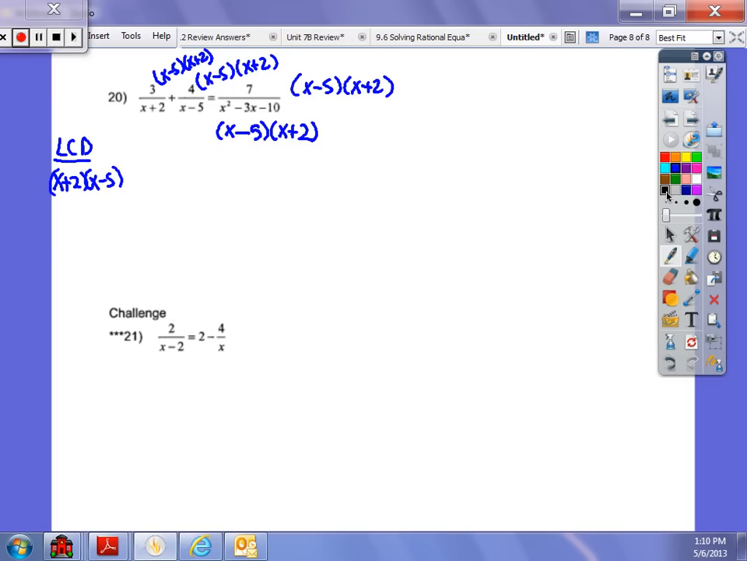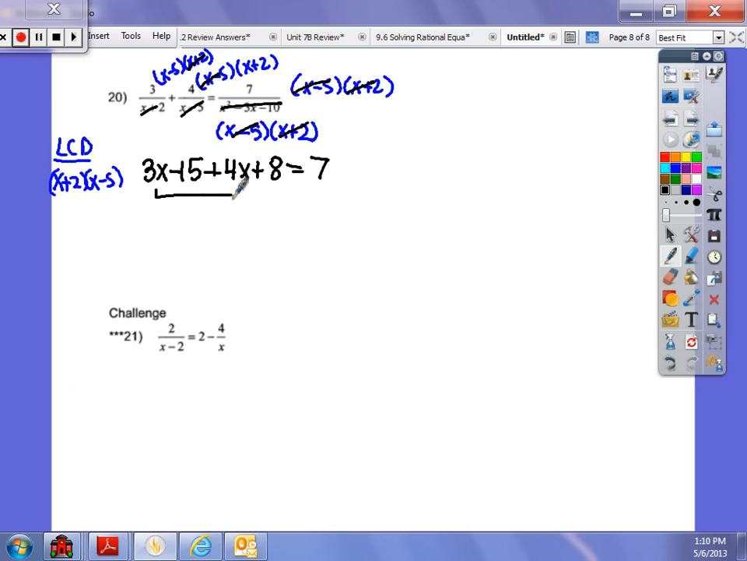So remember, if you have the same thing on top and bottom, you can cancel out. Remember, you can only cancel out when you're doing equations like 15 through 20. You cannot, I repeat, cannot cancel out from 1 through 6. Okay, so we can cancel all these out. So now you're left with 3 times x minus 5, which is 3x minus 15, plus 4 times x plus 2, which is 4x plus 8, and everything's going to be equal to 7. We no longer have a denominator because we eliminated it.